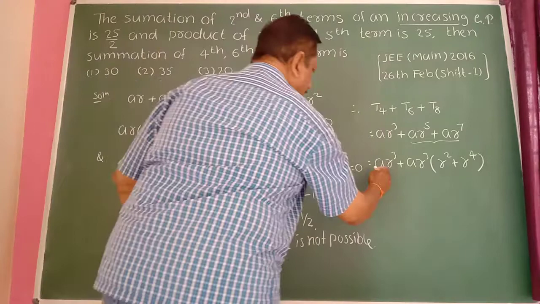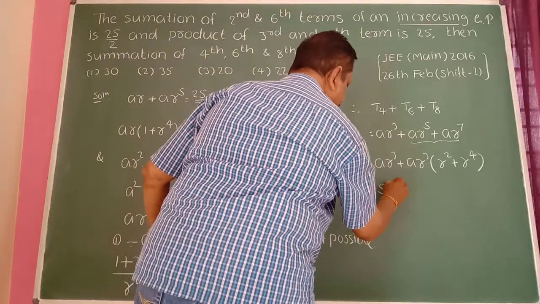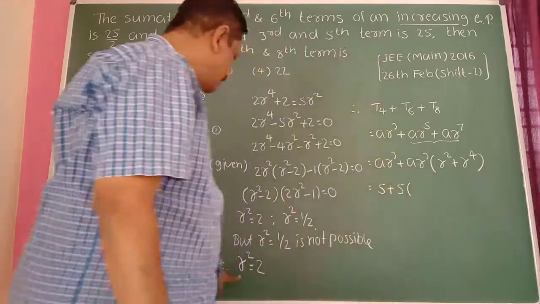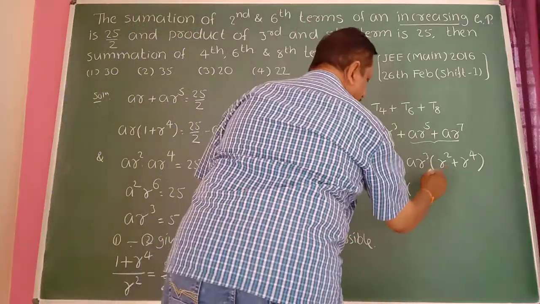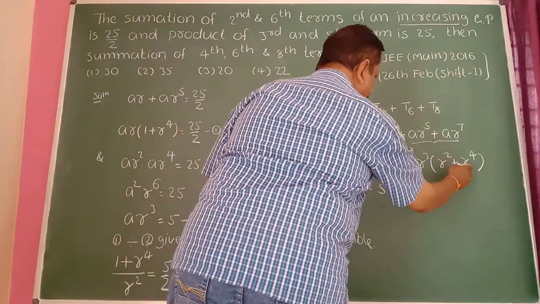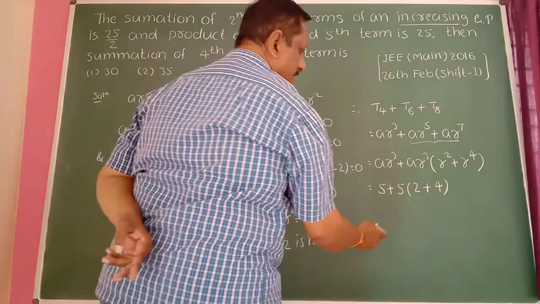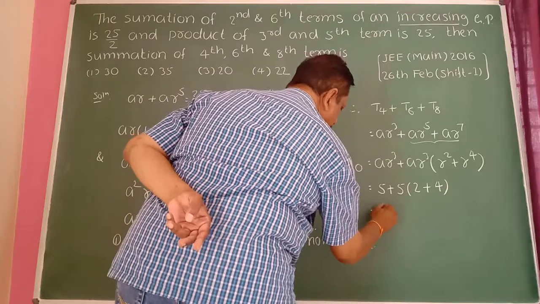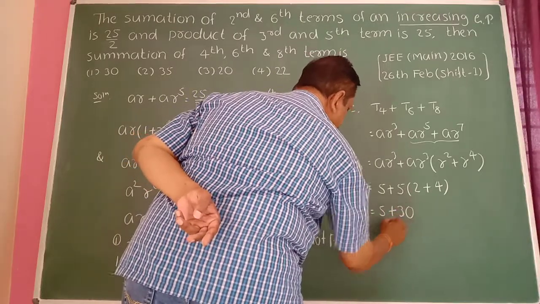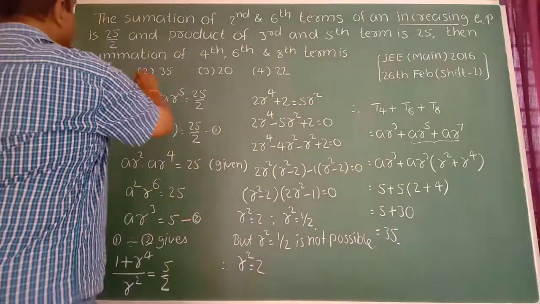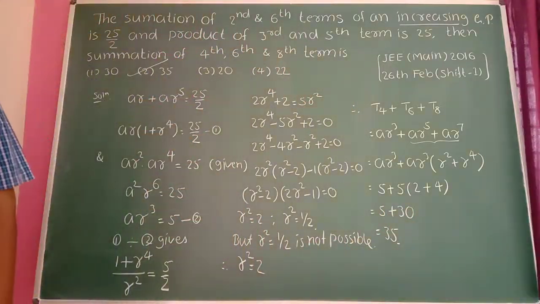So write here 5 times (1 plus R^2 plus R^4), again AR^3 is 5 and R^2 is 2. So R^2 is 2 plus R^4 becomes 4 here. 1 plus 2 plus 4 is 7, and 5 times 7 is 35. So the second option, 35, is the answer.